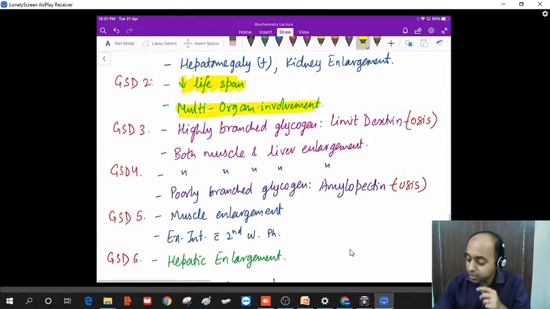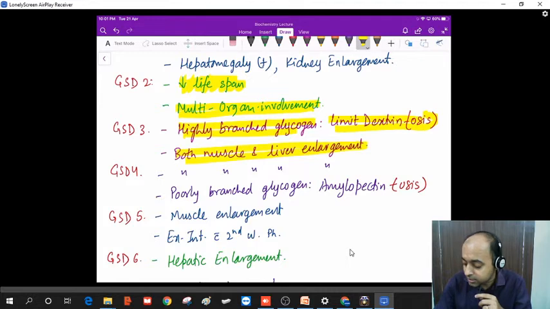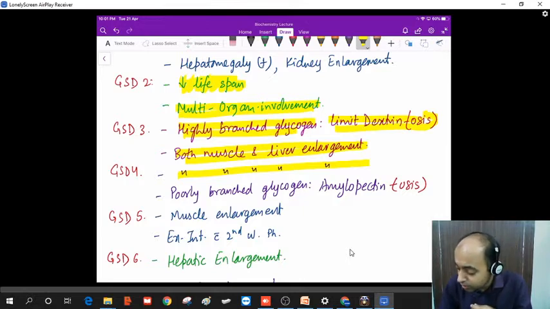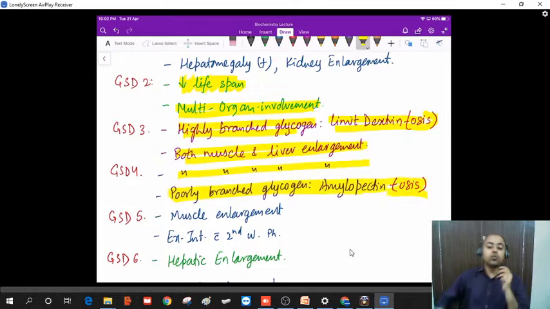In GSD type 3, we find highly branched glycogen. The condition is therefore also known as limit dextrinosis, and both muscle and liver are enlarged, just like in type 4. Type 3 is Cori's, type 4 is Andersen's. C followed by D: the debranching enzyme is defective. Andersen's, A followed by B: the branching enzyme is defective. In GSD type 4, we find poorly branched glycogen, and that is why the condition is known as amylopectinosis.